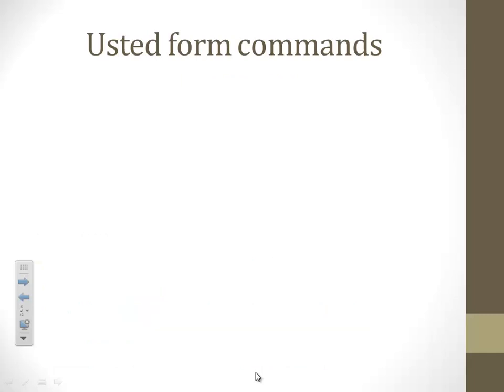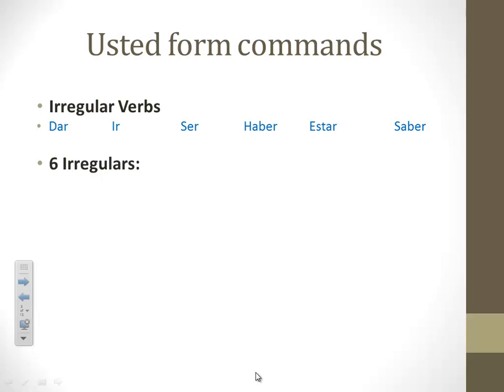Okay, let's continue on with usted commands, but let's review their irregulars. You know that there are 6 irregular usted form commands. These are the same 6 irregular verbs that we saw with the negative tú-form commands. We called these the dishes verbs. Okay, so here are your 6 irregulars.